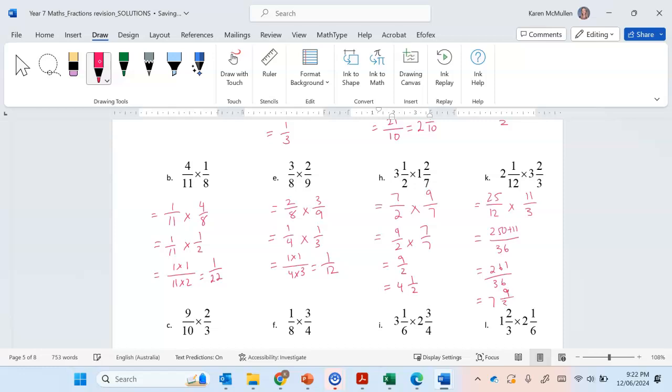9 over 36, which is 7 and, oh my gosh, where's my, so 1/4. All right, that one I'm going to have to check. Let me just quickly check that one, just because doing that 261 divided by 36 is quite a big thing.